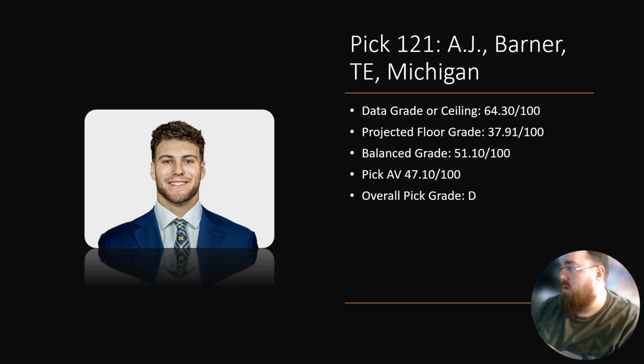Then, of course, you get to pick 121. AJ Barner, tight end out of Michigan. His data grade is 64.30. His floor is 37.91. Balance grade is 51.10 with a pick AV of 47.10. I would give this overall pick a D.